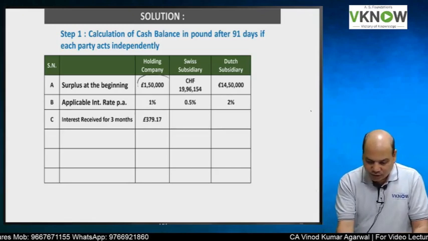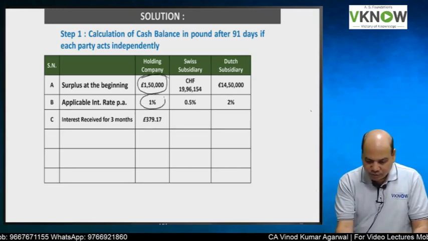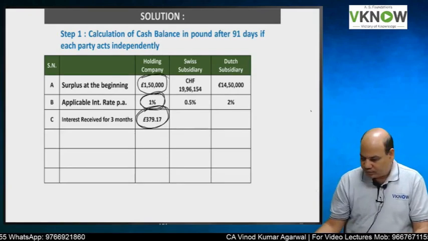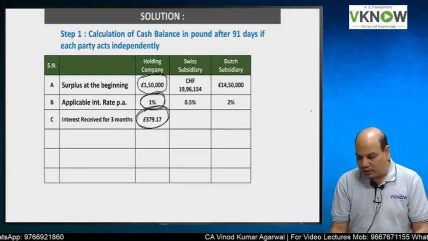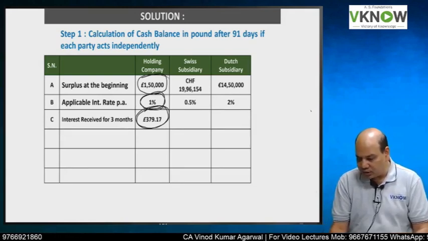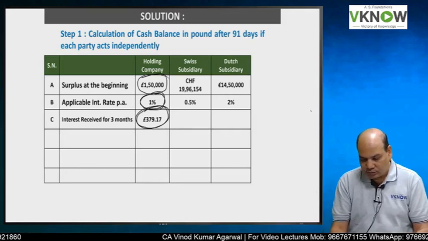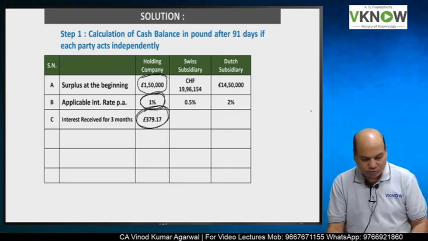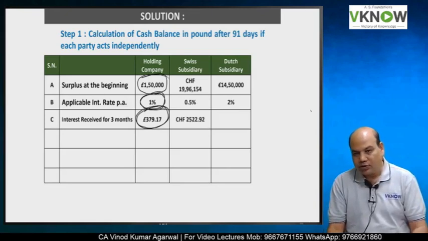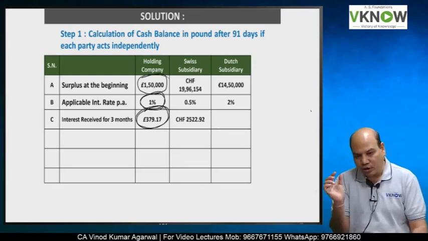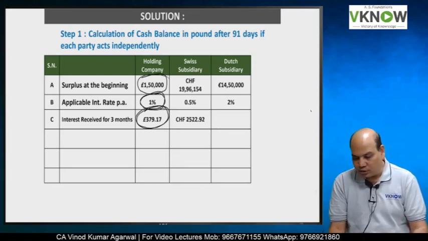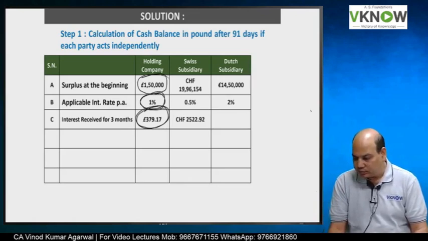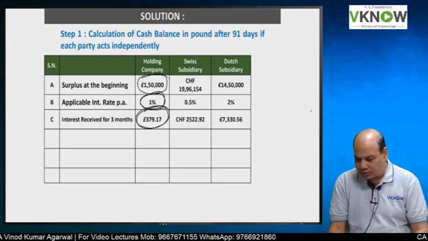Take on your calculator 1,50,000 into 1% into 91 divided by 360. Yes, Rishabh, you are right. Around 379.17 you are getting. Okay, try the next one. Next column is how much? Simple interest for 91 days. 2522.92 you are getting. Try the third one.